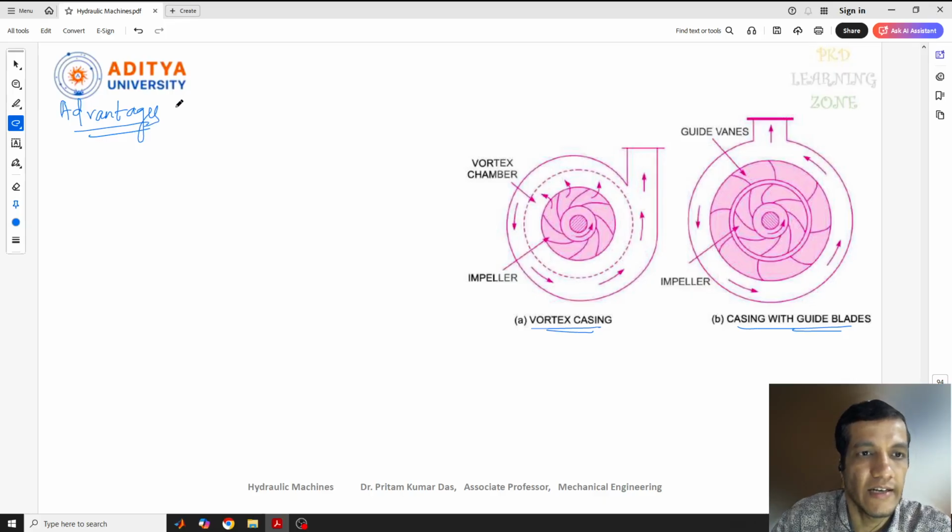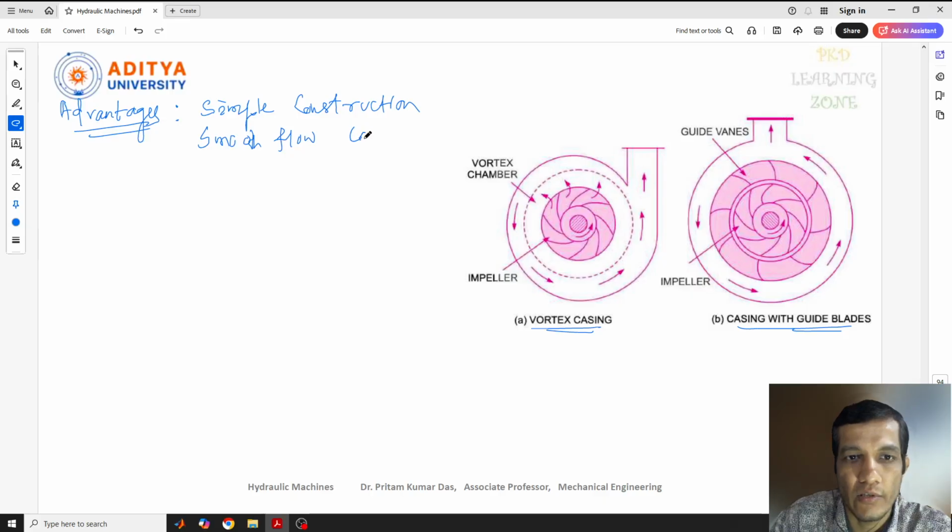Advantages of this centrifugal pump. For very simple things we can write, this is simple in design, or simple in construction. This is one point. Second one, we can get a smooth flow, or continuous flow. And here the maintenance cost will be low. Low maintenance cost, low cost of maintenance and low cost of initial investment also we can say.